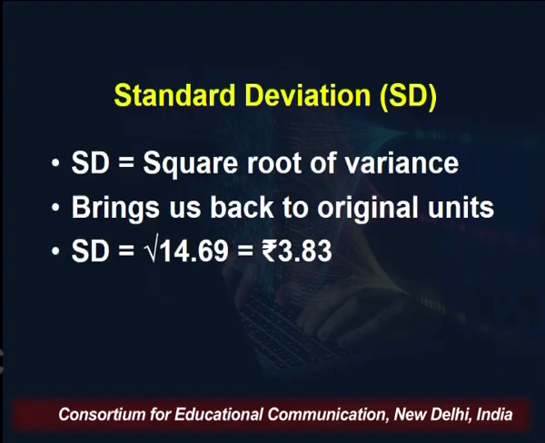Now standard deviation is the square root of variance, which brings us back to the original units. So if we square root 14.69, we get rupees 3.83. Now our values are back in the units we are comfortable with. Rupees 3.83 has a meaning. Rupees square 14.69 do not. This tells us that standard deviations are much more useful in our daily lives.